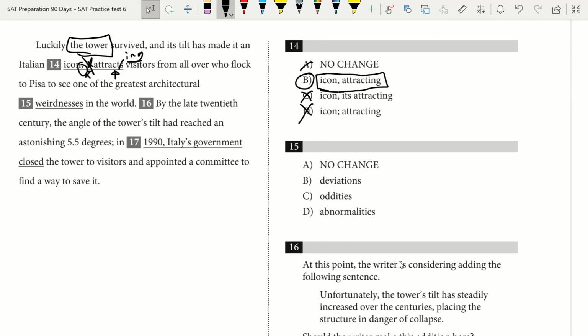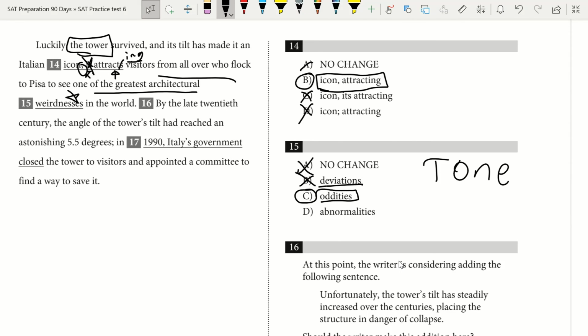All right, so now we've got question 15. So we have from all over who flock to Pisa to see one of the world's greatest architectural weirdnesses in the world. That's terrible. We're not going to say weirdnesses. This is a tone question. We want to maintain that academic tone, but we also want to make sure it's accurate according to the text. Deviations, no, we wouldn't describe the Leaning Tower of Pisa as a deviation in the world, but we would describe it as an oddity in the world, right? It's odd because there aren't many buildings that lean like it. Abnormalities, we would not say it's an abnormality in the world, we would say it's an oddity.